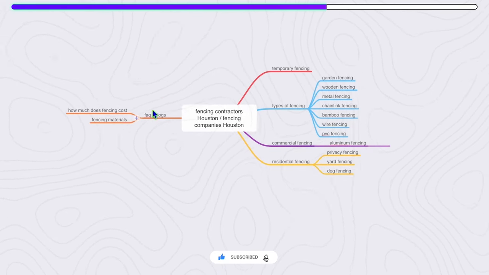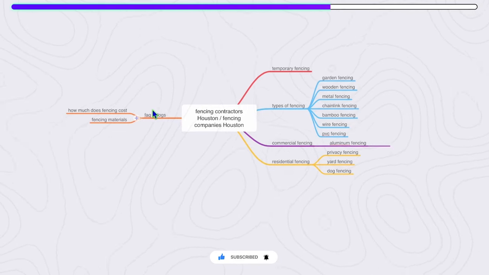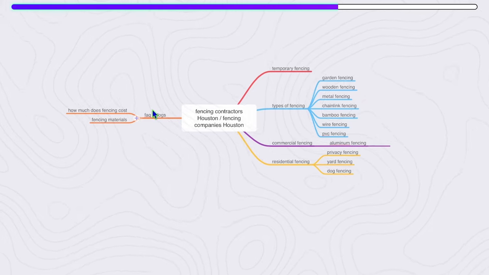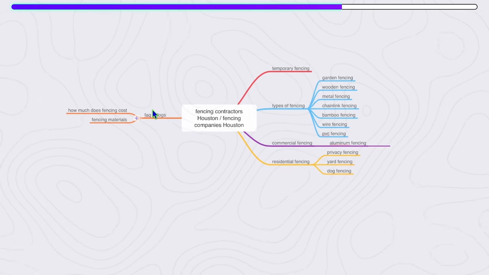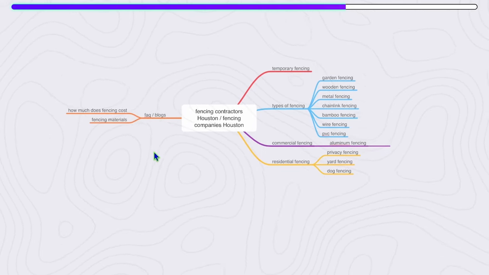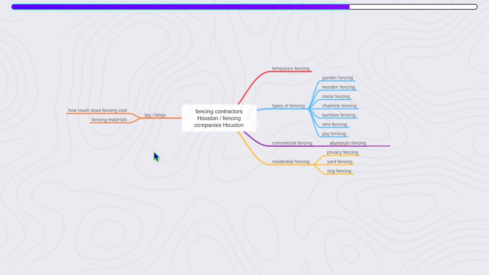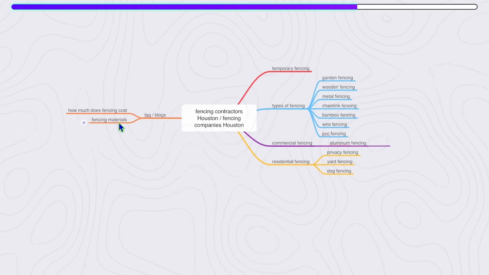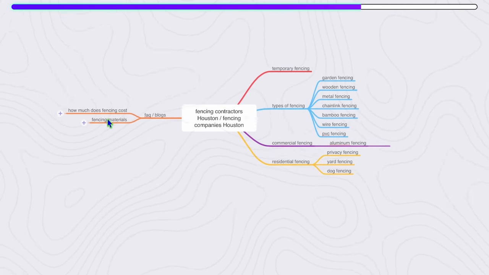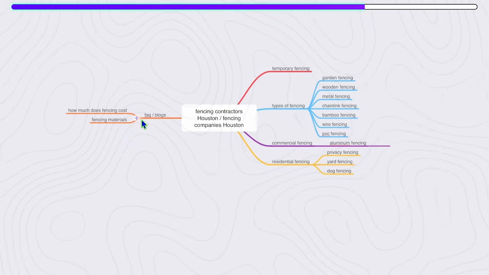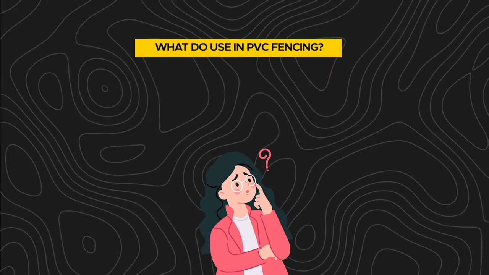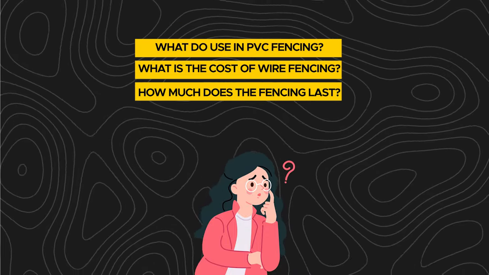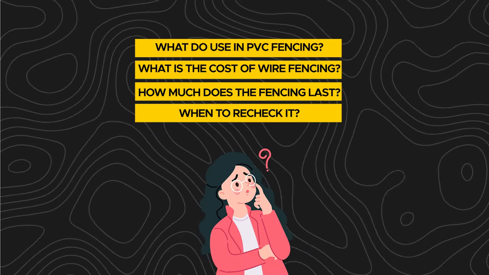Why am I doing this? Because I'm building topical authority. I highly urge the fencing contractors watching this video, the people who have a fencing business, or the SEOs watching, to create a very big topical map. You need to cover everything and give value. For example, tell people the fencing materials you are using. How much does the fencing cost? You can have n number of keywords, like: what do you use in PVC fencing? What is the cost of wire fencing? How long does the fencing last? When do you need to recheck your fencing?